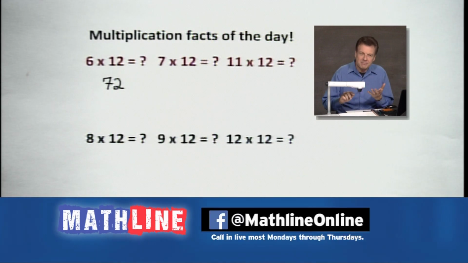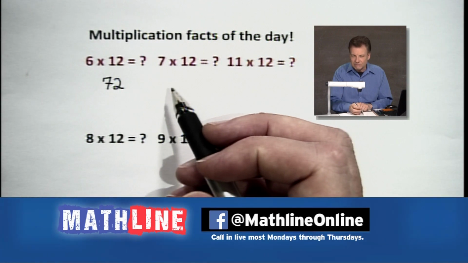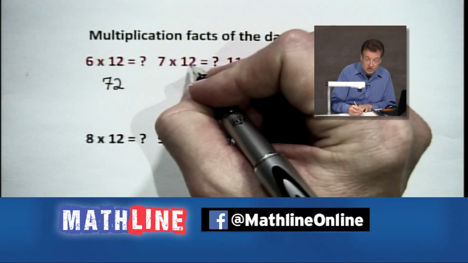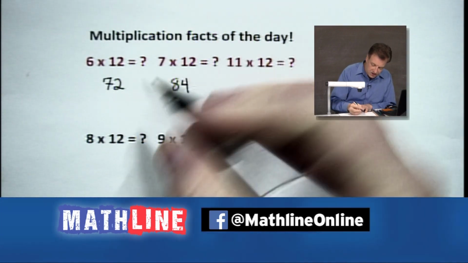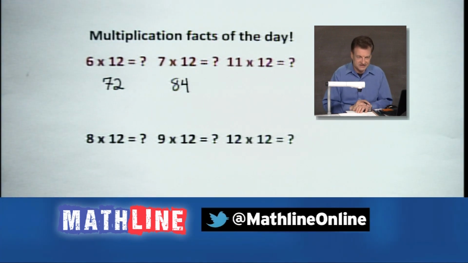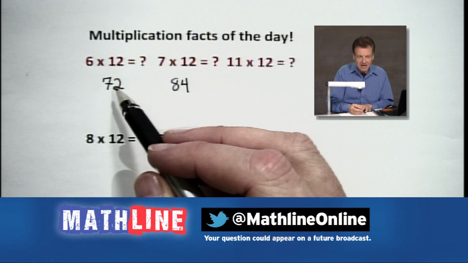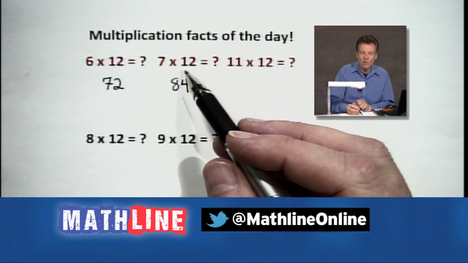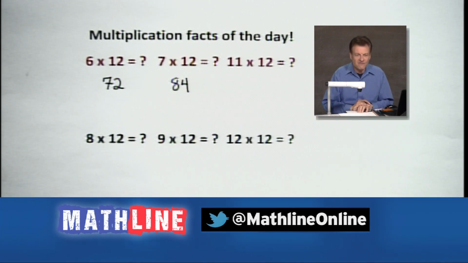Now, let's bump up another 12. You've got 72. You can add 12 onto that 72 to make the next one happen. Quick mental math, or you can just learn the fact. The fact is 84. It's 12 more than the one we had previously. So we went from 72 at 6 times 12, moved forward one more 12, added 12 to it, and we have 84 there.